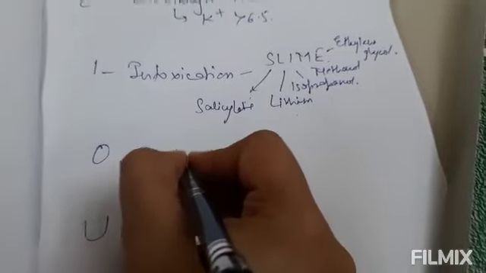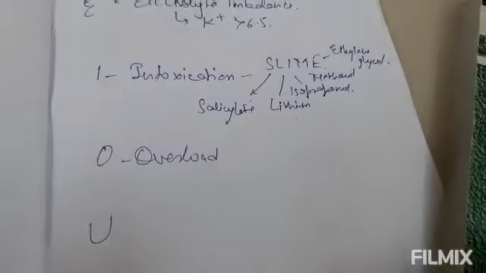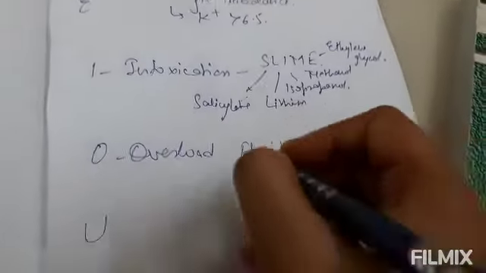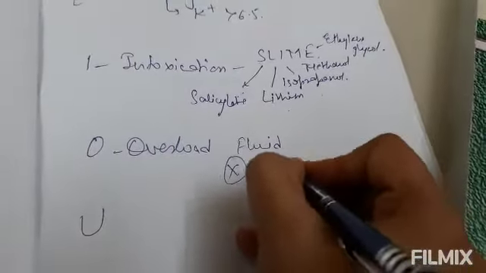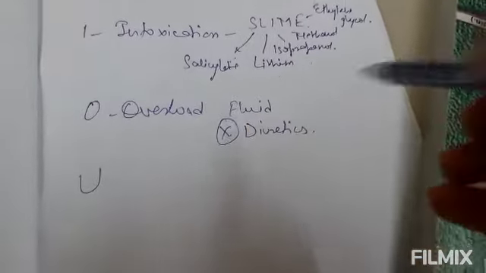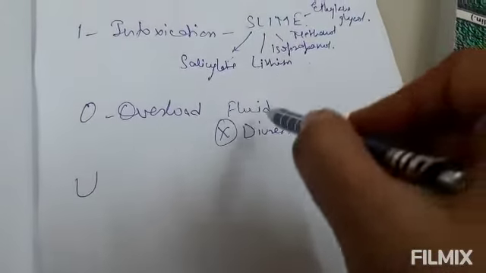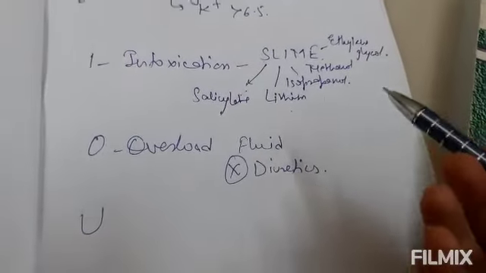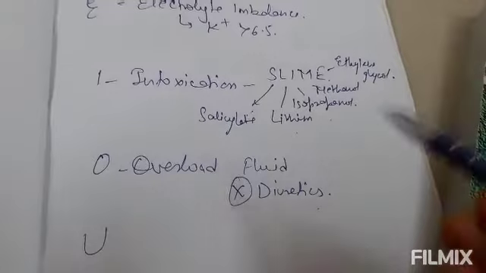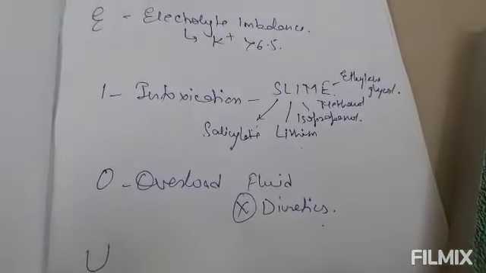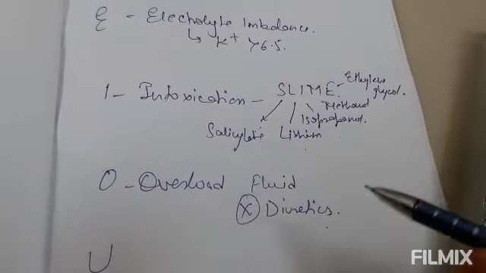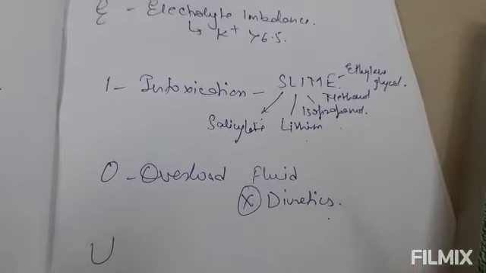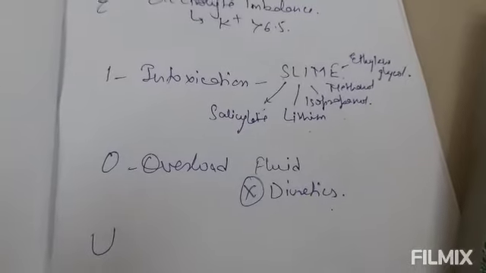O for overload. Now what overload? Obviously the fluid overload, where the patient is not responding to diuretics. You can see the fluid overload by seeing the edema. When you see pedal edema or generalized edema and the patient is not responding to diuretics, then we have to go for dialysis. That is the only option left.